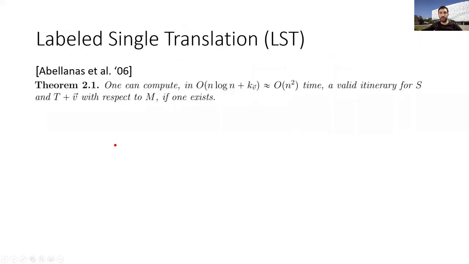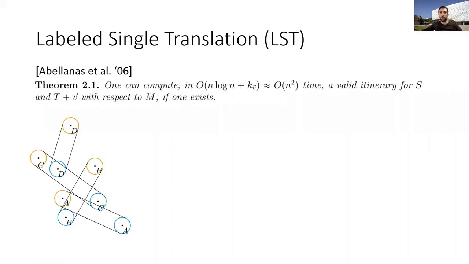For the labeled version, let's first consider the original reconfiguration problem, where V is fixed so that we cannot reposition T. Can we find an itinerary? Abanades et al. tell us that we can do it in order of n squared time by a sophisticated sweep-line algorithm and a topological sorting. In the first step, we figure out which are the moving constraints. For example, D has to move before C. Otherwise, C, if it moves first, will collide with D.